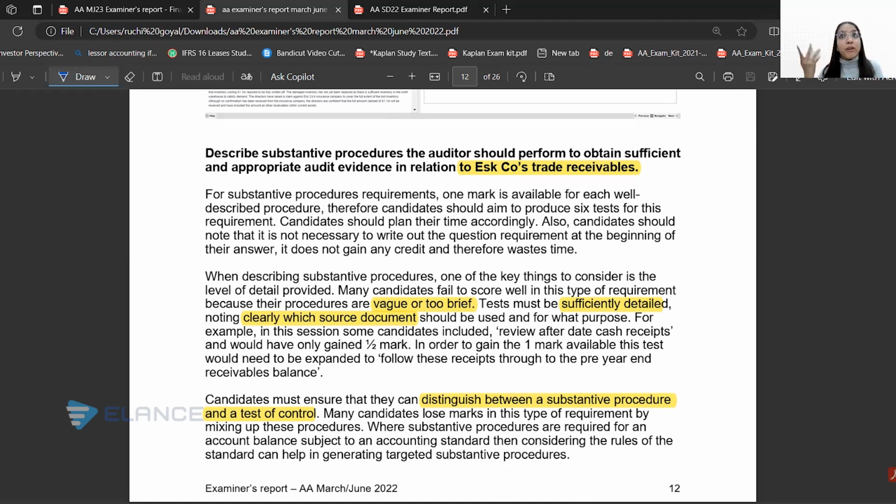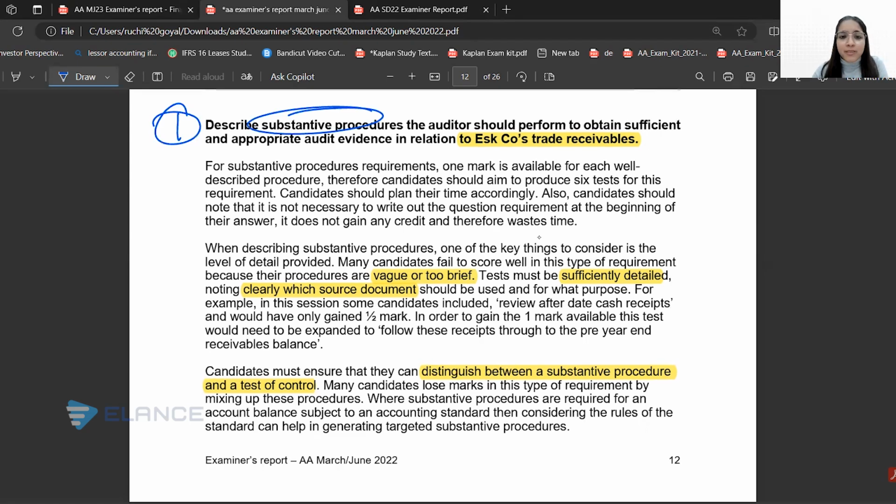Ma'am told me, so let me revise once more. No, don't do that. Save your time, focus on questions. Now, this is the first category of question where substantive procedures are asked directly for trade receivables.